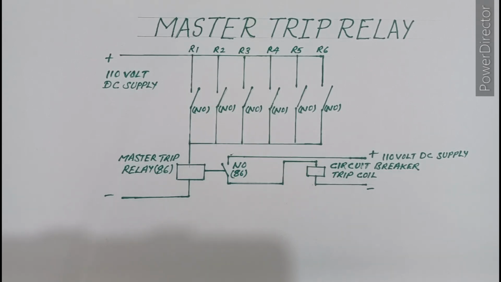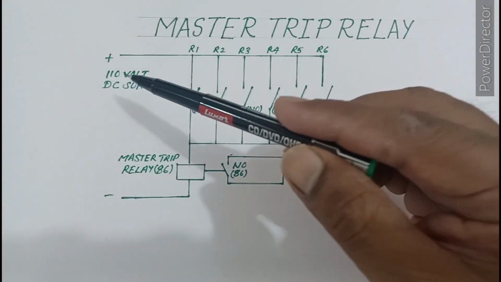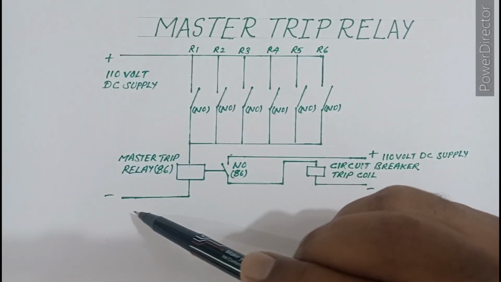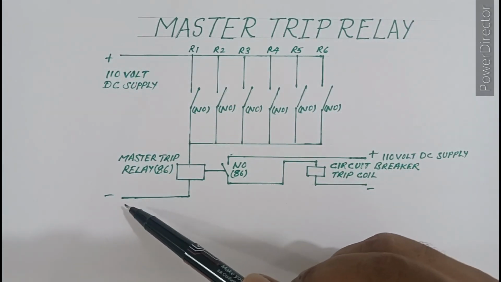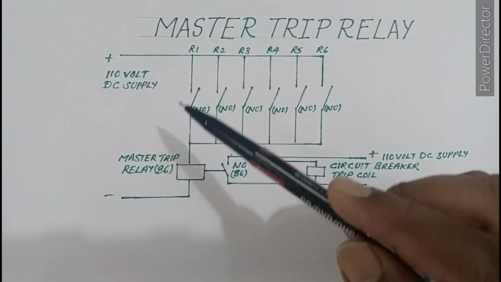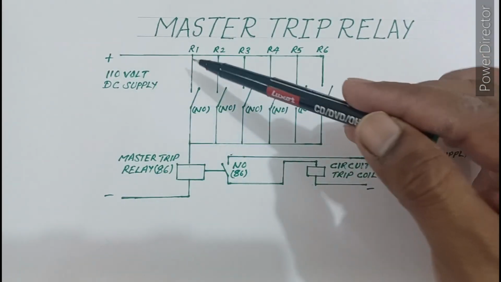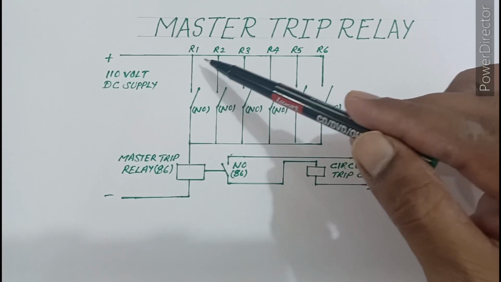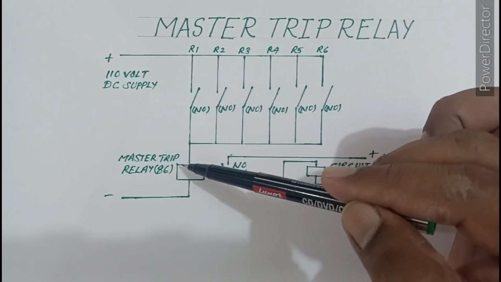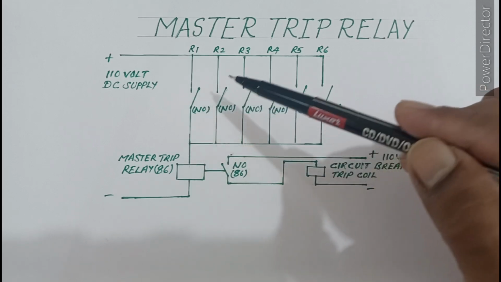Here is one basic circuit diagram of the master trip relay. Now we will see its working principle. This is the 110 volt positive DC supply and this is the negative 110 volt DC supply, and we have connected them directly to the master trip relay. This positive supply we have connected through the protective relays' normally open contact to the master trip relay coil.